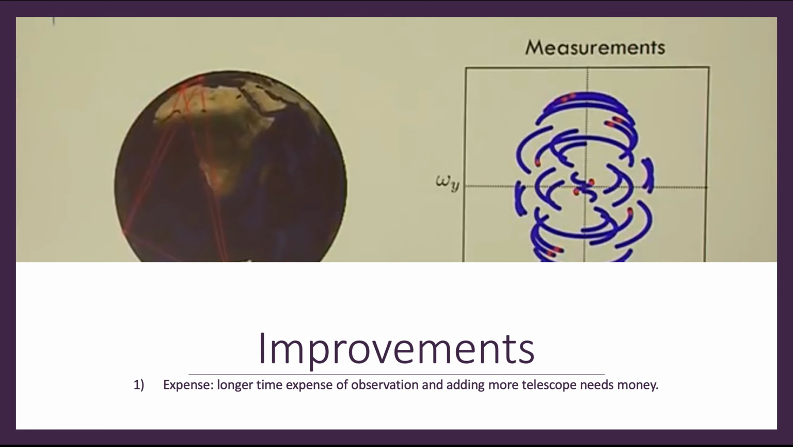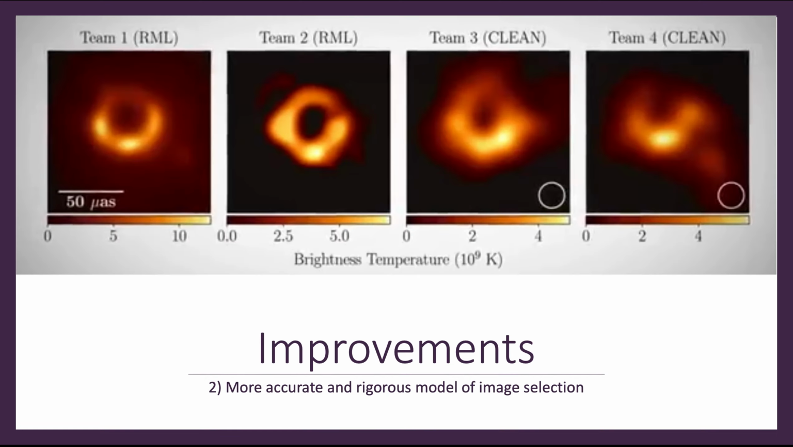That is, we eventually can get the effect we want, that is, a telescope that is as big as the whole planet, by using more telescopes and a longer time of observation.